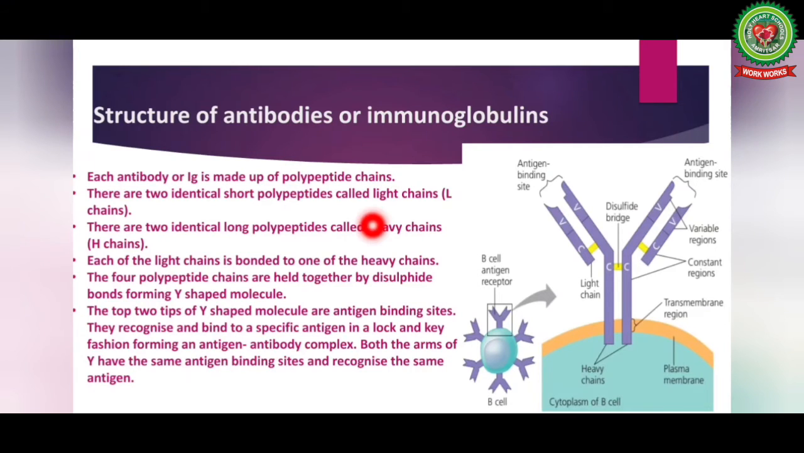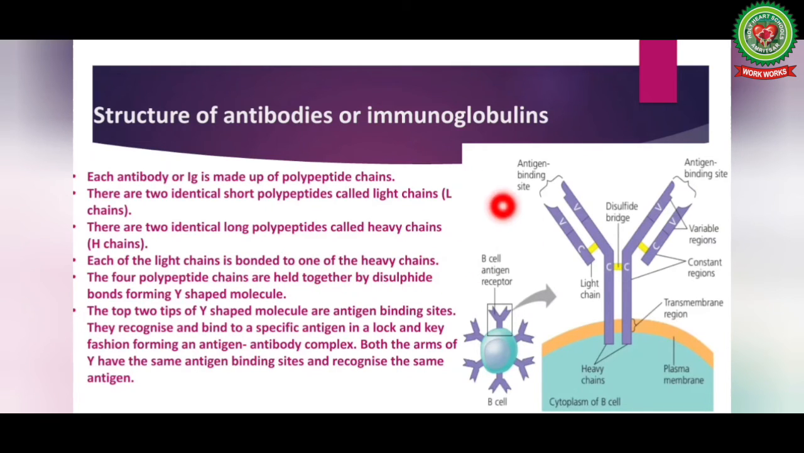Now talking about structure of antibodies or immunoglobulins. Each antibody or immunoglobulin is made up of polypeptide chains. There are two identical short polypeptide chains known as light chains or L chains. There are two identical long polypeptide chains called heavy chains. Each antibody is represented as H2L2, meaning two heavy chains and two light chains. Each of the light chains is bonded to one of the heavy chains.